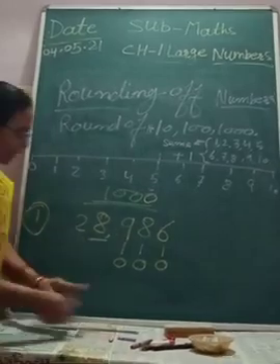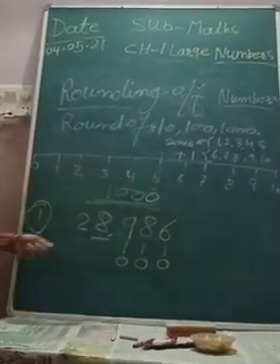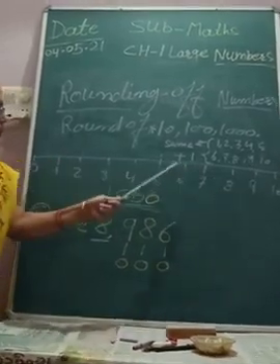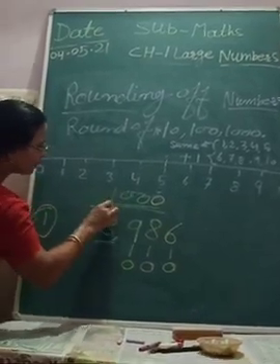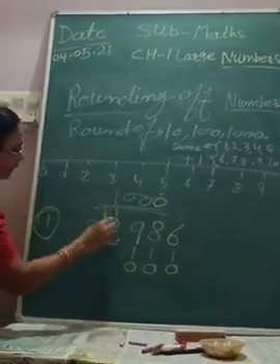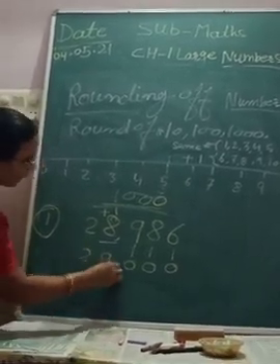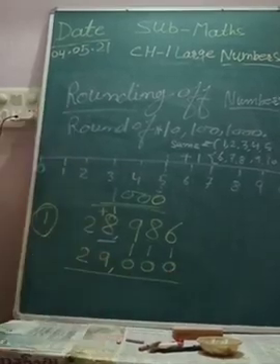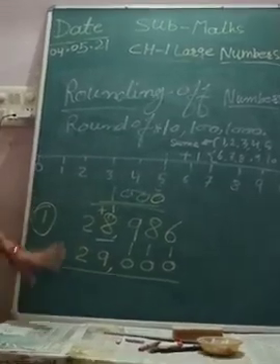Now this 9 belongs to which group? First group or second group? Now just see, this 9 is here in the second group. So what will you do? Plus 1. So you have to plus 1. Plus 1 means this 8 will become 9, and here you write the rest as it is. It means your answer is 29,000. In this way, you have to round off the number.